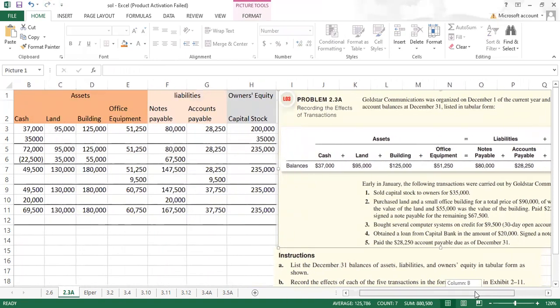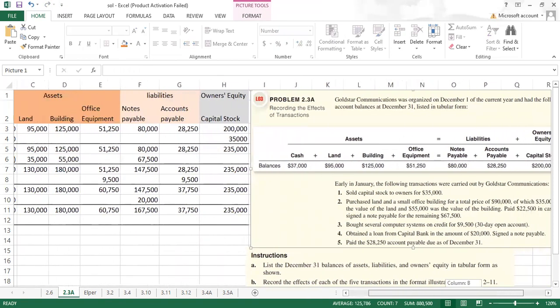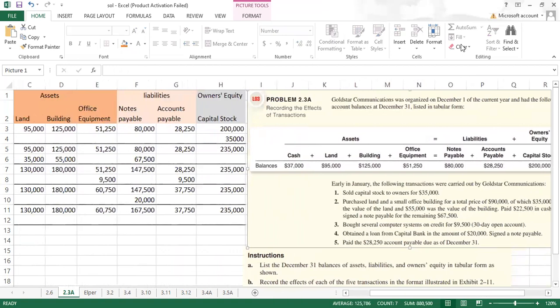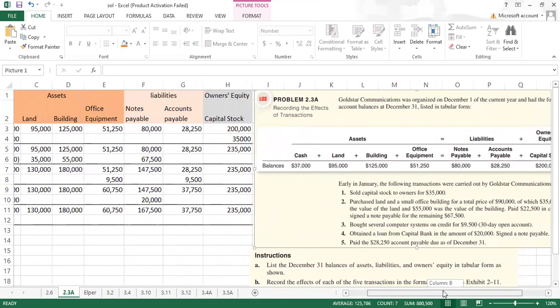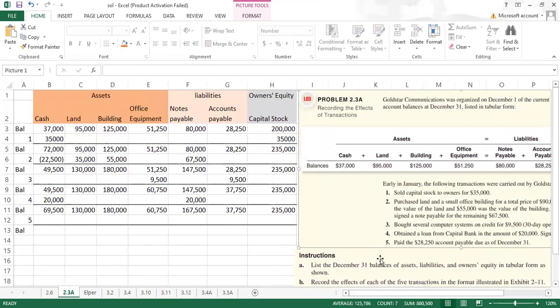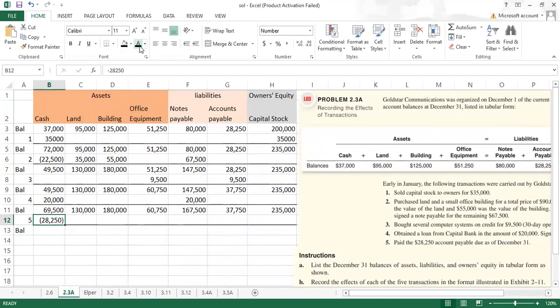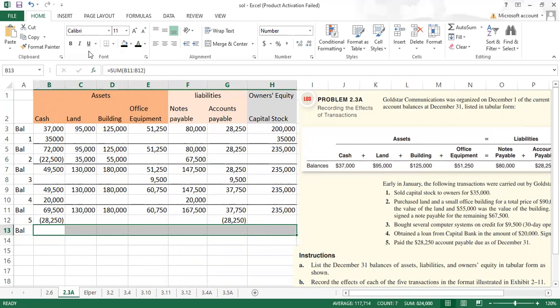Fifth is paid 28,250 account payable due as of December 31st. So you paid account payable. Account payable is a liability, and paid means that you paid in cash. This is going to reduce your cash amount. So cash is going out of the business, and that cash is being used to pay off your liability of this much. And these are your final account balances.